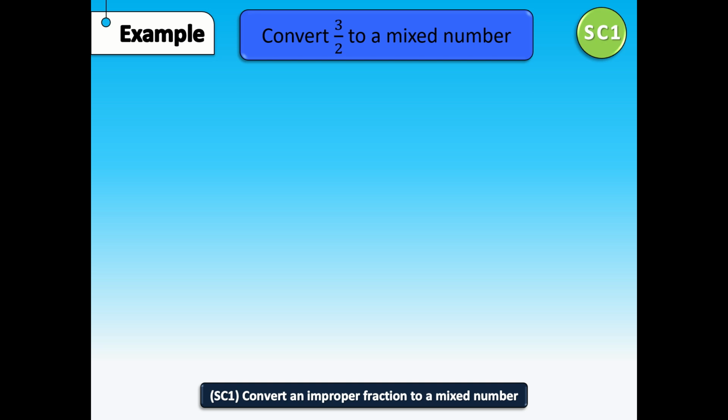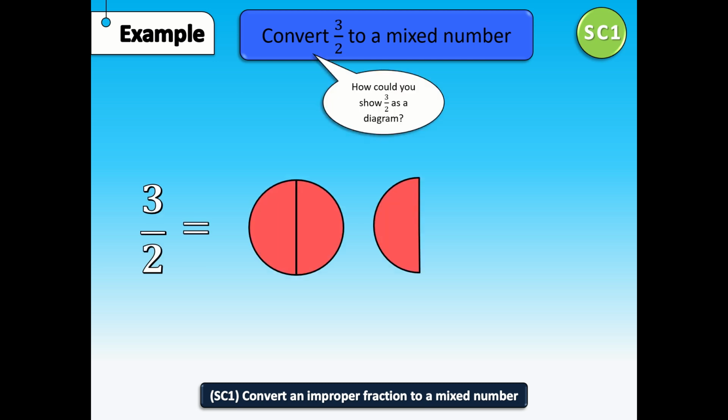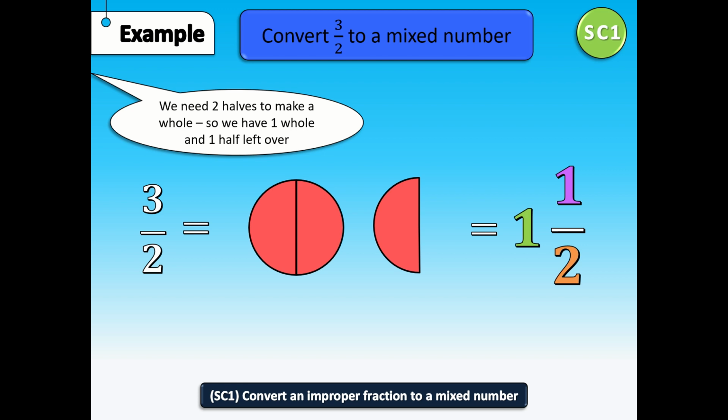So here we want to convert 3 over 2 into a mixed number. Now 3 over 2 means 3 halves. So if we wanted to write that as a diagram, we just need 3 halves. Now I've done 3 halves of a circle, and you can see that 2 of those halves make up a whole circle. So as a mixed number, we've got 1 whole and then 1/2 left over. So 3 over 2 is equal to 1 whole and 1/2.